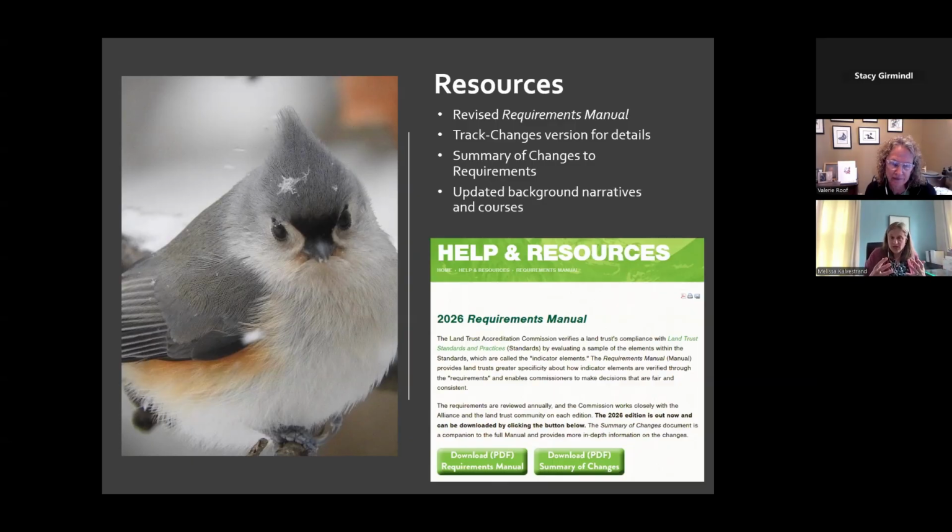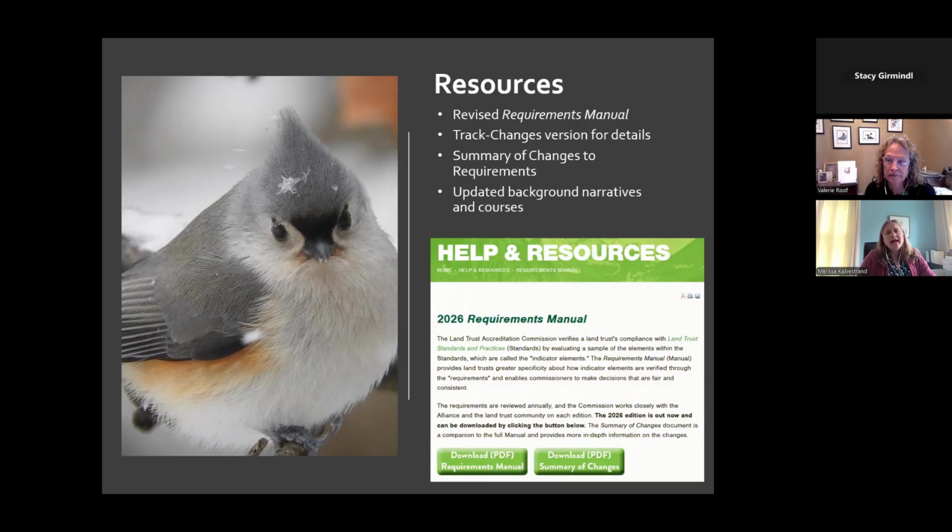We have a summary of changes to explain what the feedback was, how we got to the requirement, and to give you links to those resources on the Resource Center. If you want a sample of something, here's a sample, or if you want to understand the background for it, those materials are all on the Land Trust Alliance Resource Center.